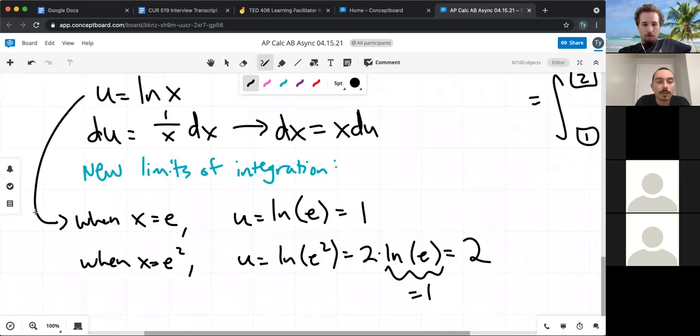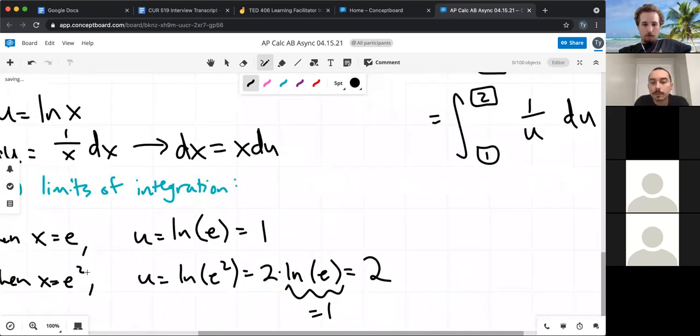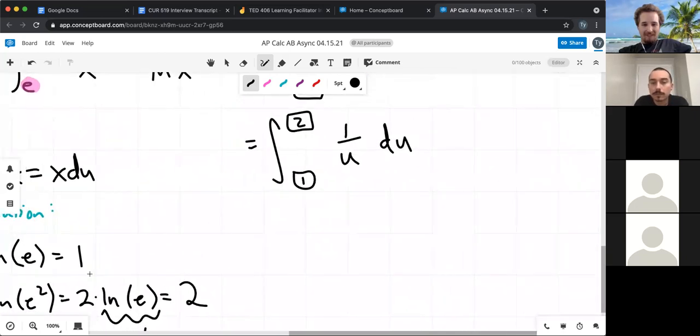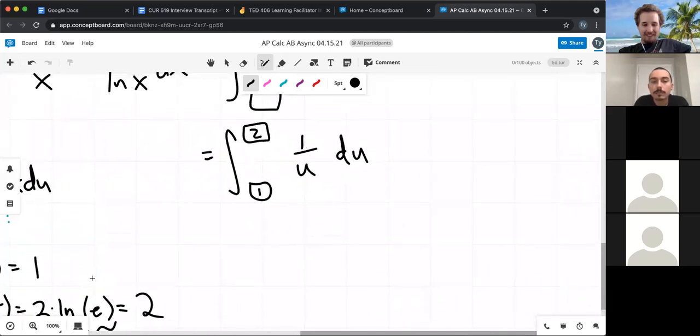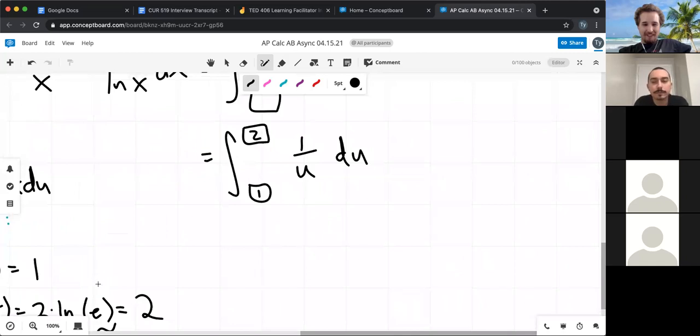Then you can start plugging in, right? You plug in ln of x and start solving it from there. Oh no, you just plug in 2 and 1, right? Yeah, I think you got it. Don't hesitate and backtrack. You got it.